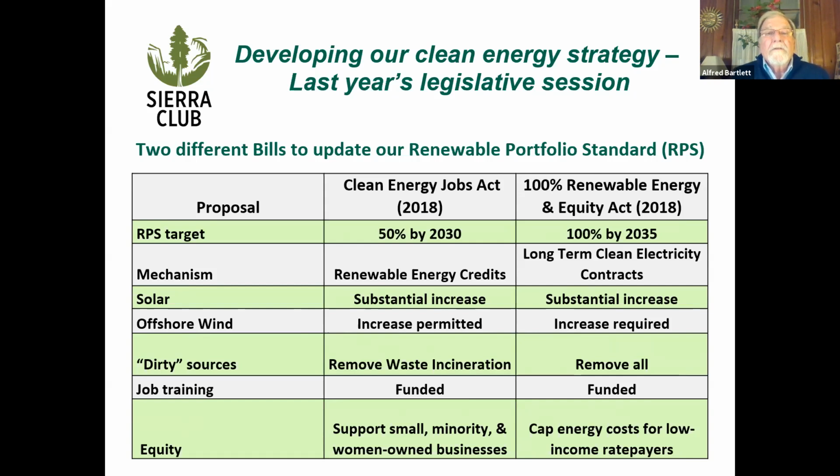So the CEJA had a 50% target for the renewable portfolio standard, which is the law that says how much of our energy has to come from sources that we call renewable. So the RPS target for CEJA, as it's known, was 50%, and for the 100% bill was 100% by 2035. They differed in mechanism. The CEJA used the mechanism we have now, which is renewable energy credits.